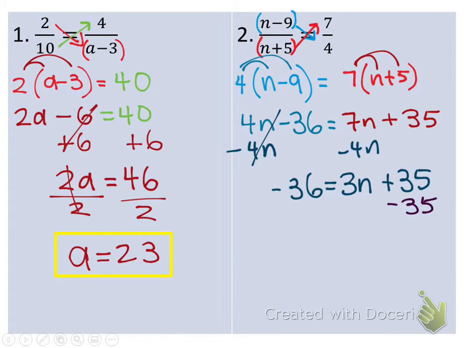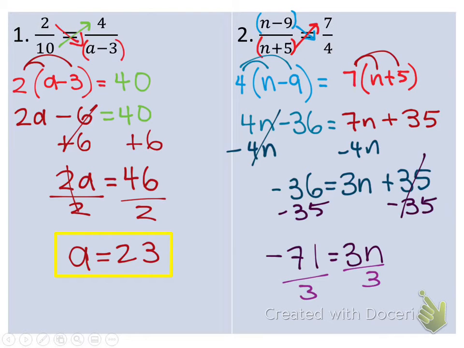Subtract 35. What is negative 36 minus 35? Negative 71. It is an ugly number, and it's just going to be ugly. Divide by 3. Does 3 go into 71? No, we're just going to leave it. That's it. Ta-da! It's ugly. It doesn't reduce or anything. It's just ugly.